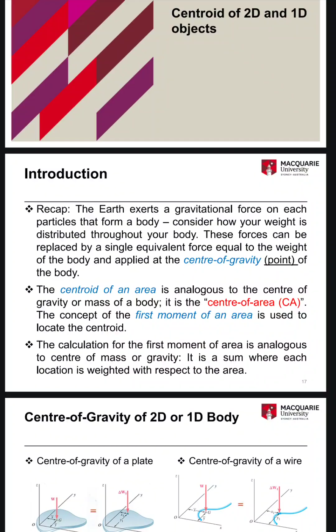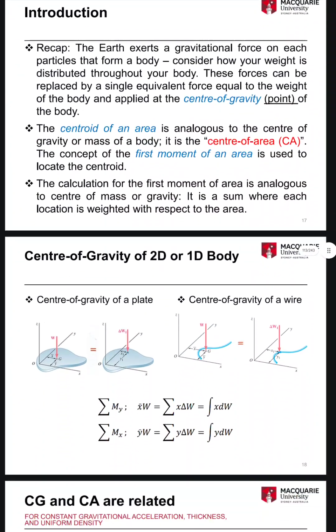The centroid of an area is analogous to the center of gravity or mass of a body. It is the center of area, CA. The concept of the first moment of an area is used to locate the centroid. The calculation for the first moment of area is analogous to center of mass or gravity. It is a sum where each location is weighted with respect to the area.